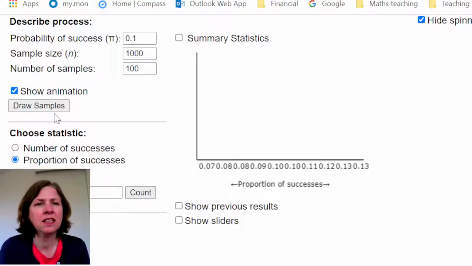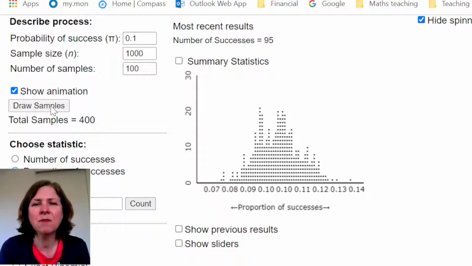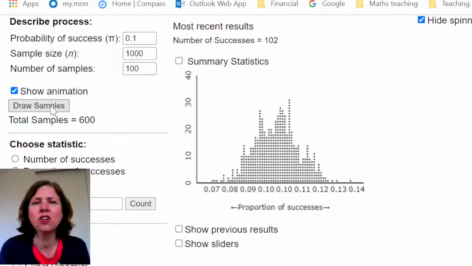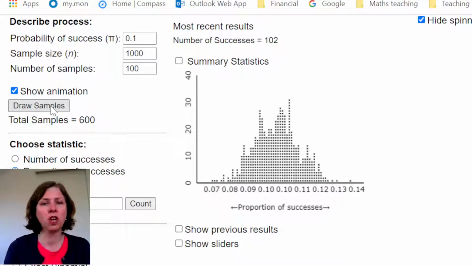Let's reset that and do it again. It's looking quite different. So we can see that something different happens every time, right? It's not going to be the same each time, but what I can see is a shape there that is approximately normal. I say approximately because it's not normal, right? It's just close to normal. But the bigger my sample size, the closer it's going to be. And the larger the number of samples that I take, the closer it's going to be.